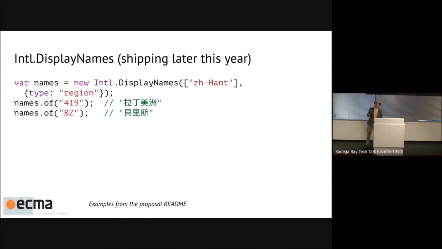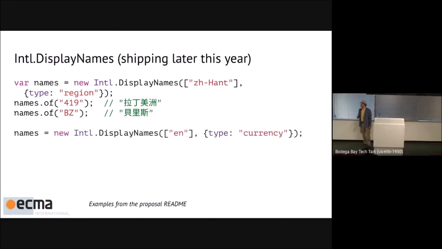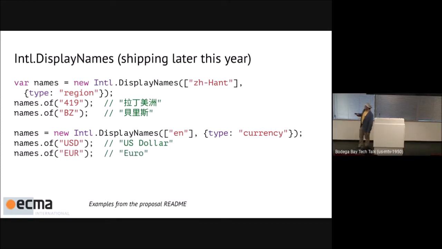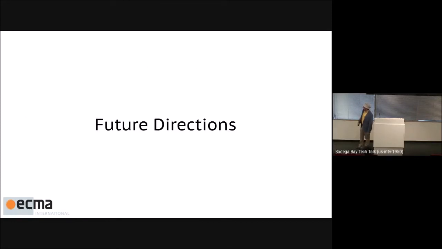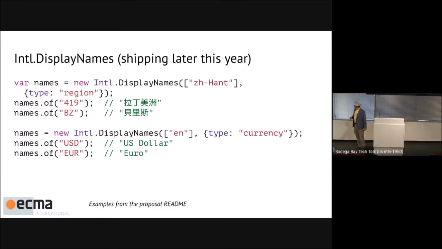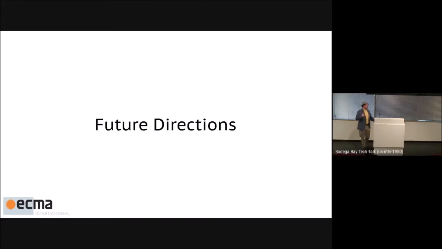So this is in zh-Hant, Chinese traditional. This is, for example, currency names in English. And that's the full list of features that we're currently working on that are active proposals. So I've shown you sort of the present and the near future, but I also want to talk a little bit about the future directions.